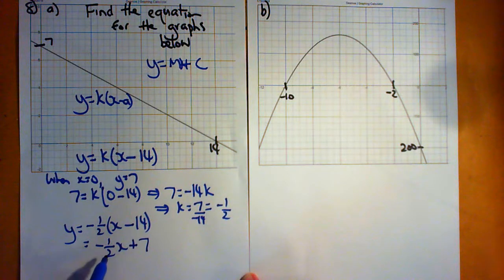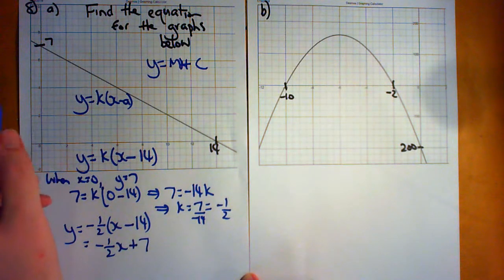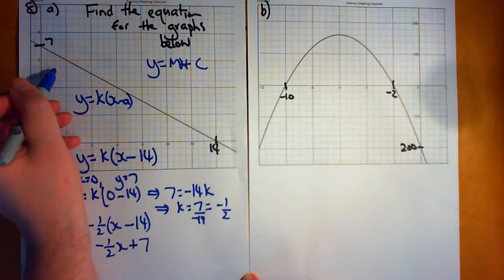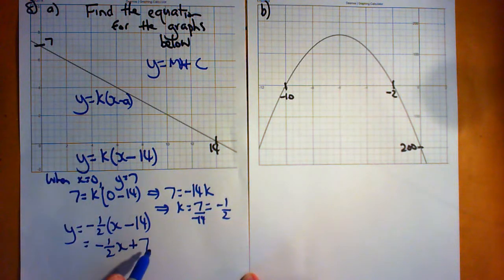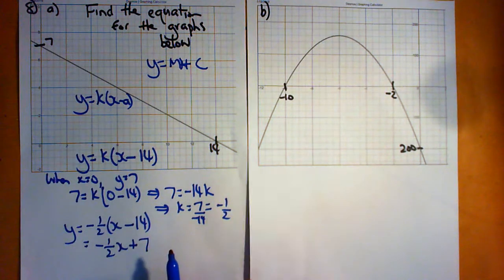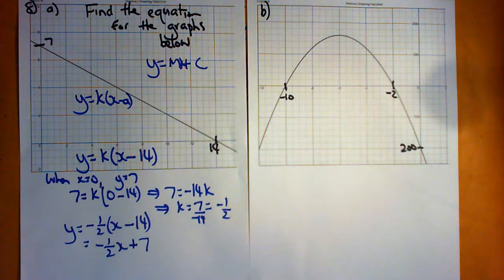M is minus a half, which tells us for every 1 unit it goes across, it goes down by half a unit. And 7, as we predicted, we found a value of c of positive 7. Okay, so that's the straight line.